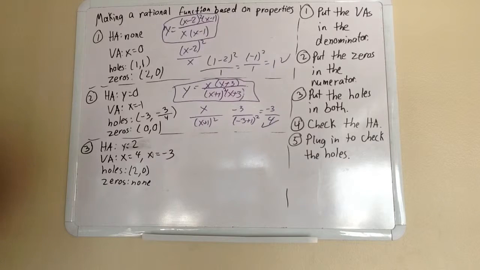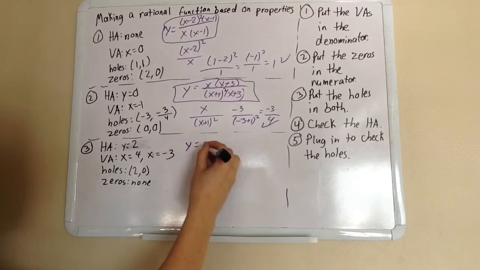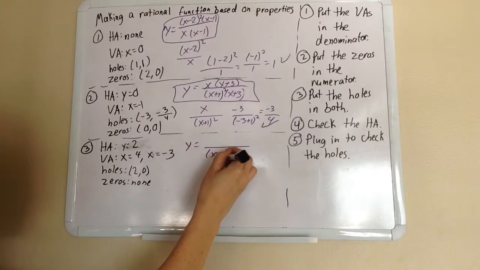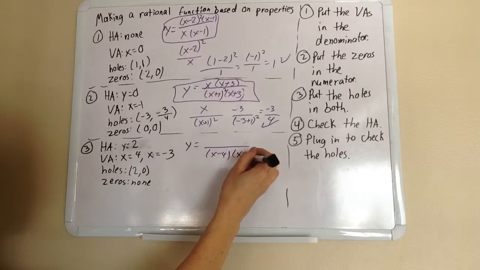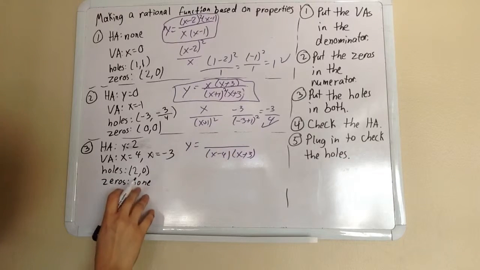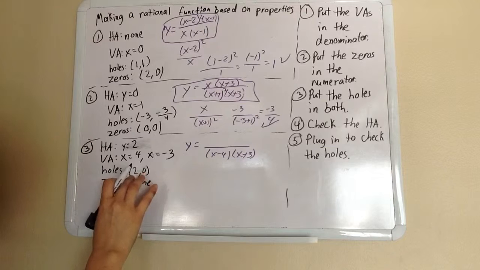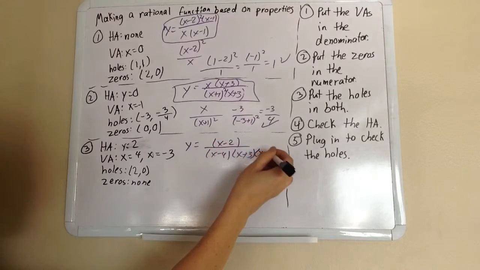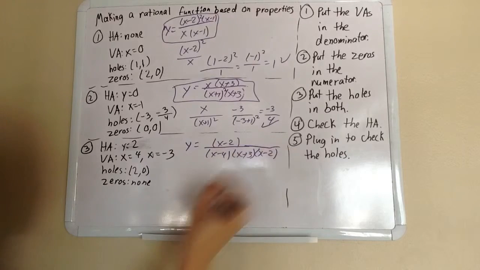Okay, here's the last one. So the last one, again, it's y equals. On the bottom, we have x minus 4, we have x plus 3. On the top we don't really have anything. On the top and bottom is x minus 2. And right there.